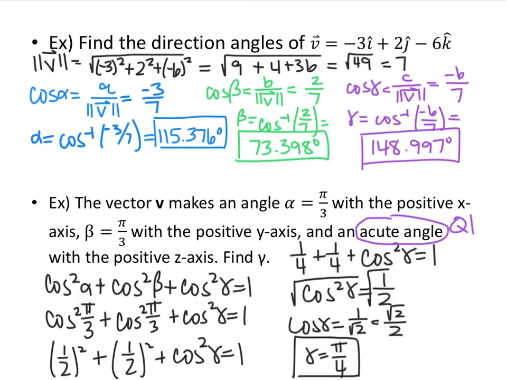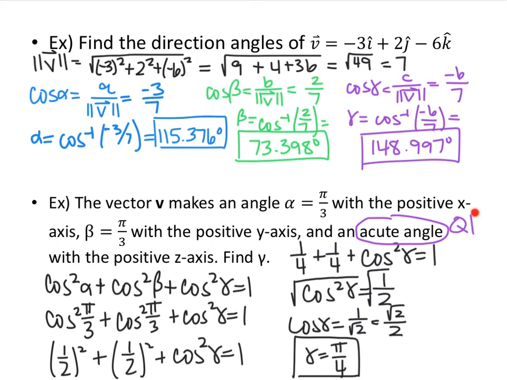The property says that the cosine squared of alpha plus the cosine squared of beta plus the cosine squared of gamma is equal to 1. I know that alpha is pi over 3 and beta is pi over 3, so I plug those in. The cosine of pi over 3 is 1/2. 1/2 squared for both of these is 1/4. So you end up with cosine squared of gamma equal to 1/2. Square root both sides, and cosine of gamma is equal to 1 over the square root of 2, which is the same thing as root 2 over 2.